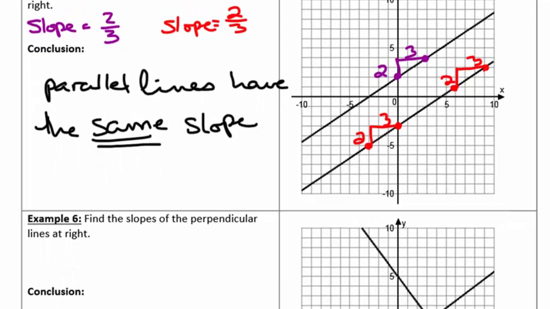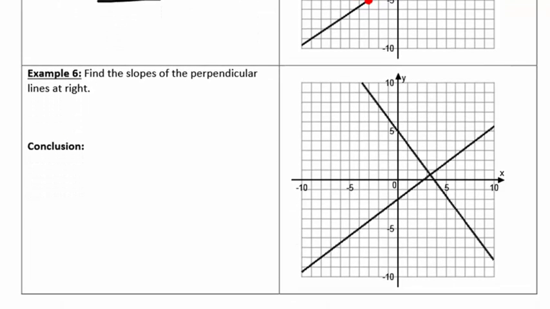In the next example, we're going to look at some perpendicular lines. Perpendicular lines are lines that cross in a special way. They cross at a 90-degree angle. So let's find a couple of ordered pairs on the first line. The first line being the line that goes starting up here at the top and going down to the right. There's an ordered pair at 0, 5, and I see another one over here at -3, 9. So let's count rise and run. The rise is going to be down, so it's negative, and the run is to the right, so it's positive. So I have a rise of -4 and a run of 3.